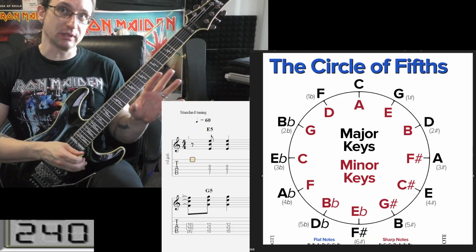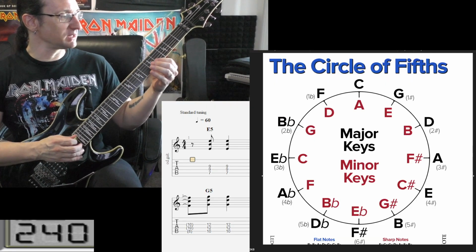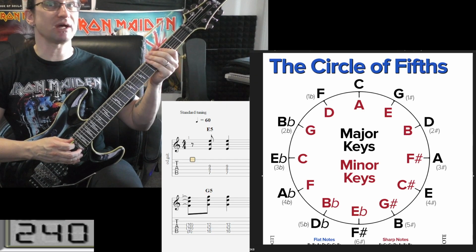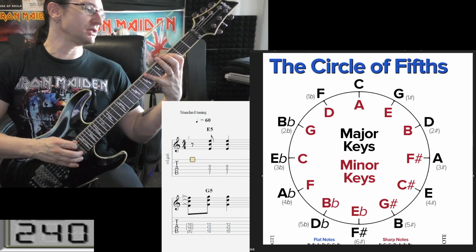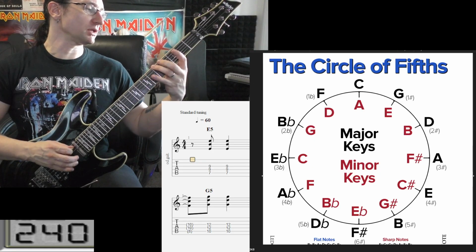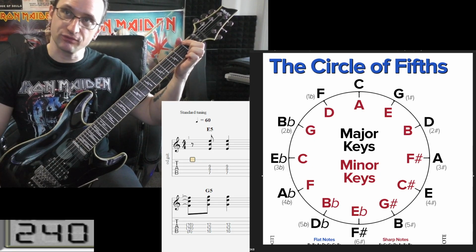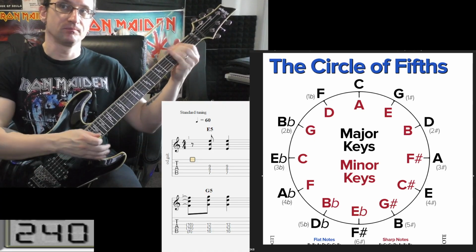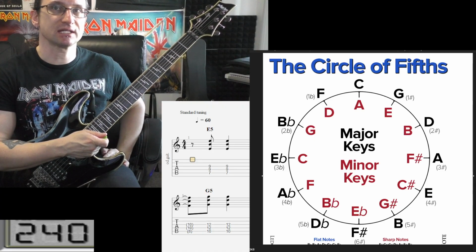Anyway, and then the flat keys. So, going down in 4. If you go down 5, 1, 2, 3, 4, 5, 1, 2, 3, 4, 5, you will get the keys with flats.